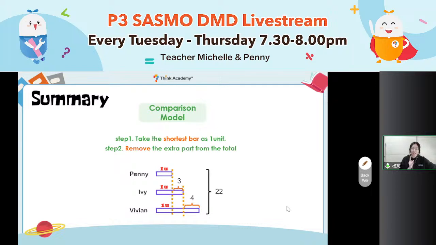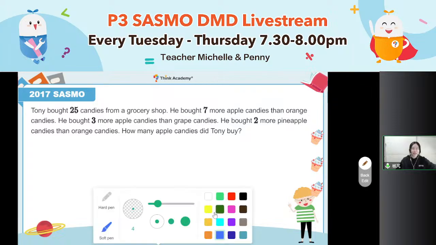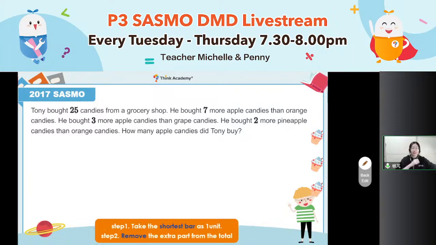The next question is a kind of question in the real P3 SASMO test. Here we go. If you get the question, you need to circle out the key information, circle out the keywords. Follow my steps. All right, let's do it together. It says Tony bought 25 candies from a grocery shop. He bought 7 more apple candy than orange candies. He bought 3 more apple candy than grape candy. He bought 2 more pineapple candy than orange candy. How many apple candies did Tony buy?